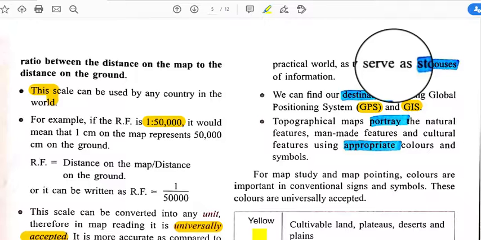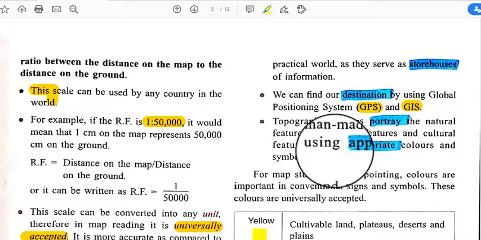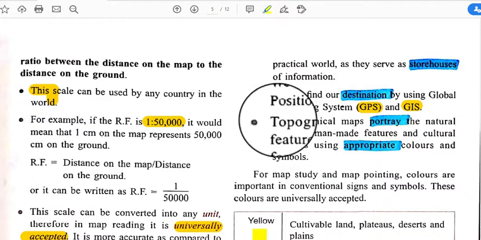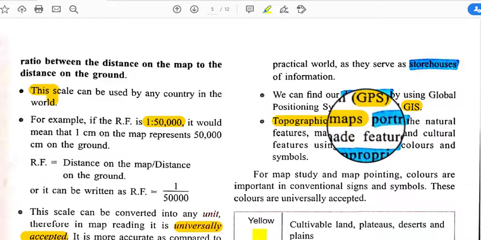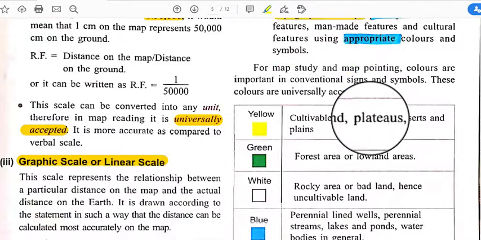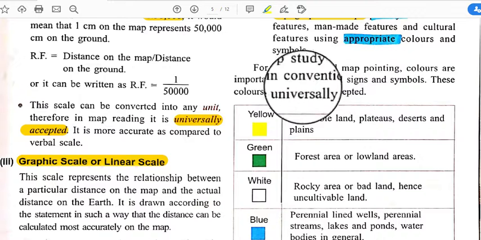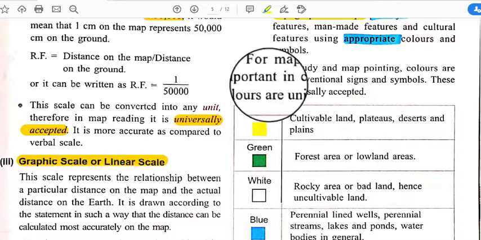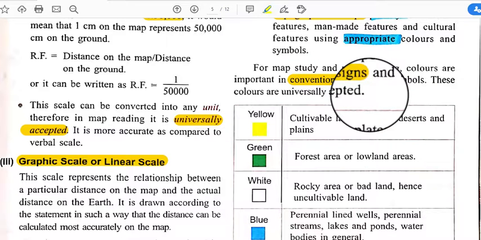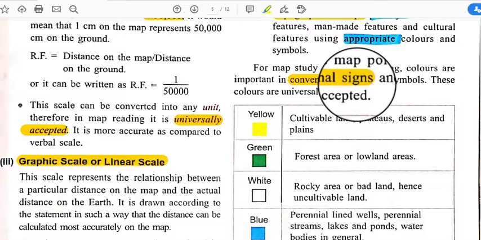Okay. So topographical maps portray the natural features, man-made features and cultural features using appropriate colors and symbols. Topographical maps we already learned about, and they give us two types of features, natural features and man-made features. For map study and map pointing, colors are important in conventional signs and symbols. So for demarcation of any kind of features, we use conventional signs. So what are conventional signs?